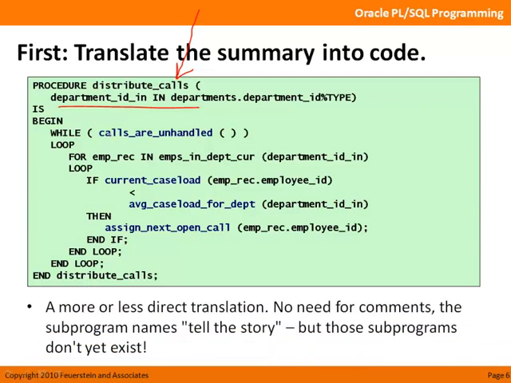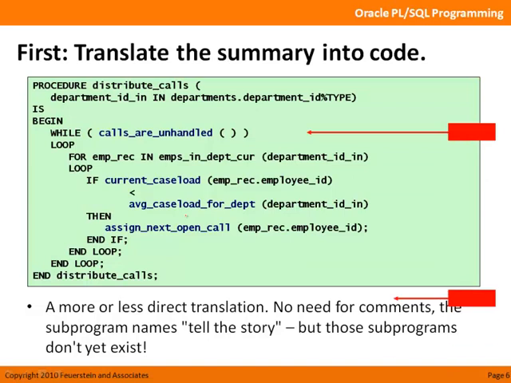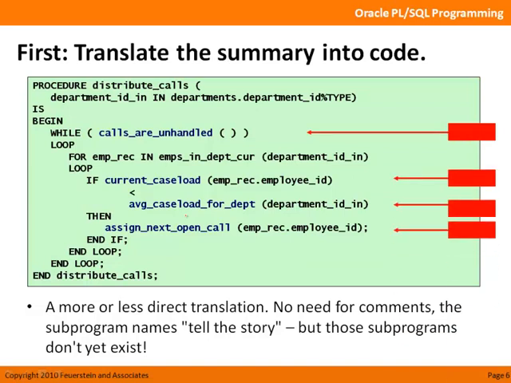And I'm going to more or less directly translate the executive summary. So, while there are still calls that are unhandled, for every employee in the department, if the current caseload for that employee is less than the average caseload for the department, then I'll assign the next open call. So I literally translate the contents of the executive summary into code. And what I do is come up with names of programs that will do the job for me. In other words, I hide the details behind a name.